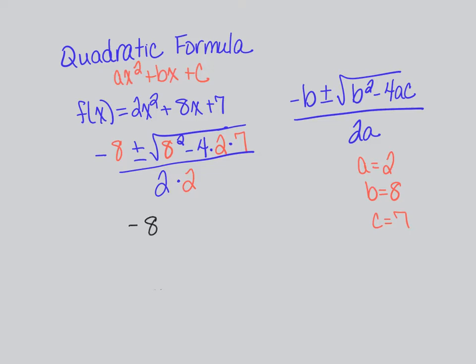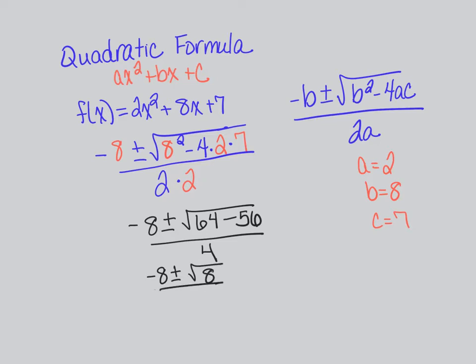So I have negative 8 plus or minus the square root. What is 8 squared? 64. Good. Then I have negative 4 times 2. What's negative 4 times 2? Negative 8. And what's negative 8 times 7? Negative 56. Okay? Right there. That is all over 4. Okay? So I have negative 8 plus or minus the square root of 8 over 4.